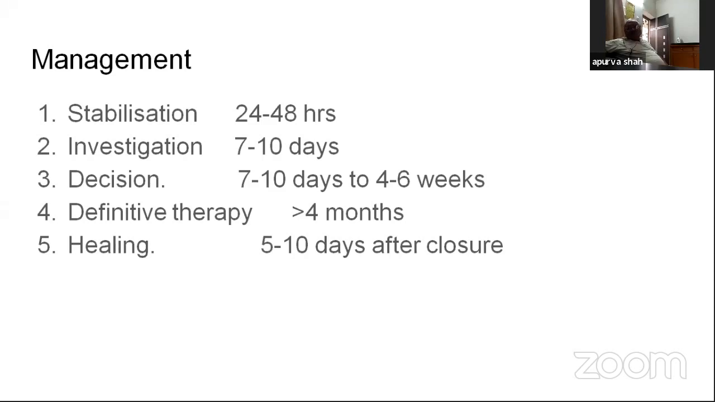Right? So, for an entero-cutaneous fistula, the treatment depends upon the acuteness of the fistula. If it is an acute fistula, whether it is a high output or low output fistula, what type of fistula, and then it depends whether you need special stabilization or not.